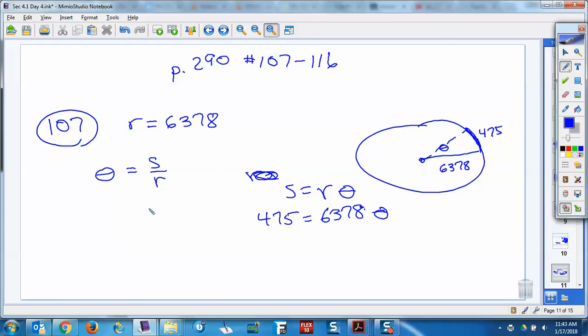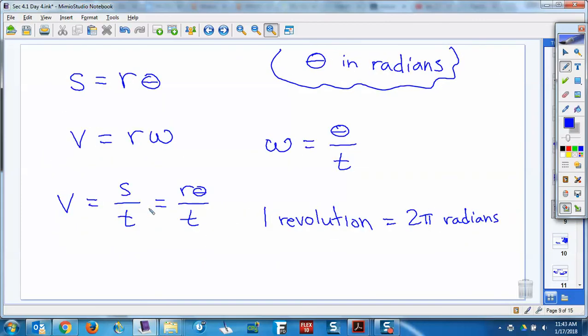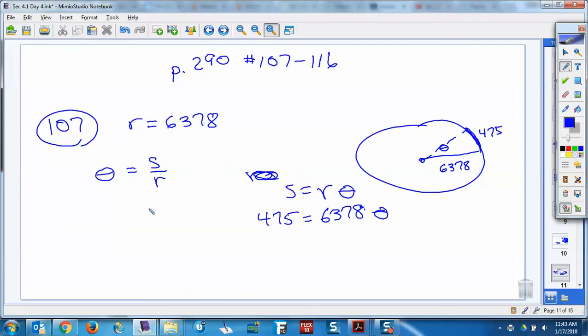So again, it's just getting comfortable with reading the problem, looking at the numbers, and saying, what are they giving me? Which of these things am I being given, and what am I trying to find? Okay, and if you can put that together, then you got it.